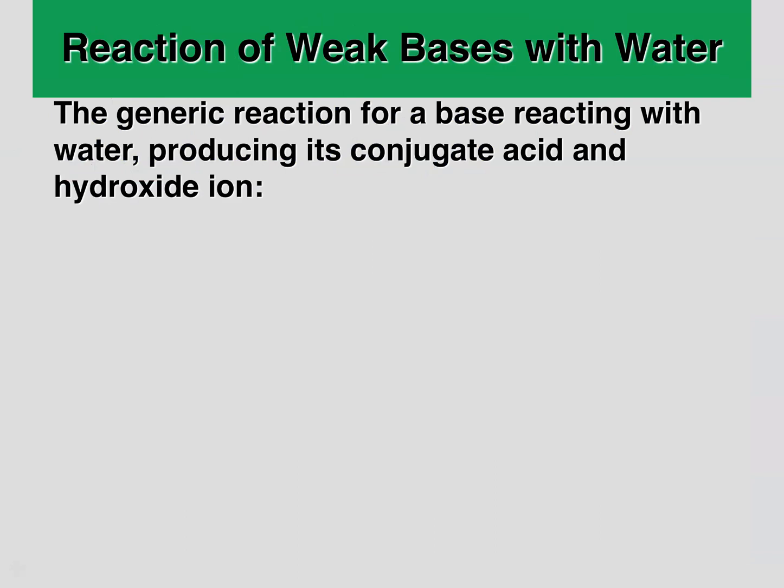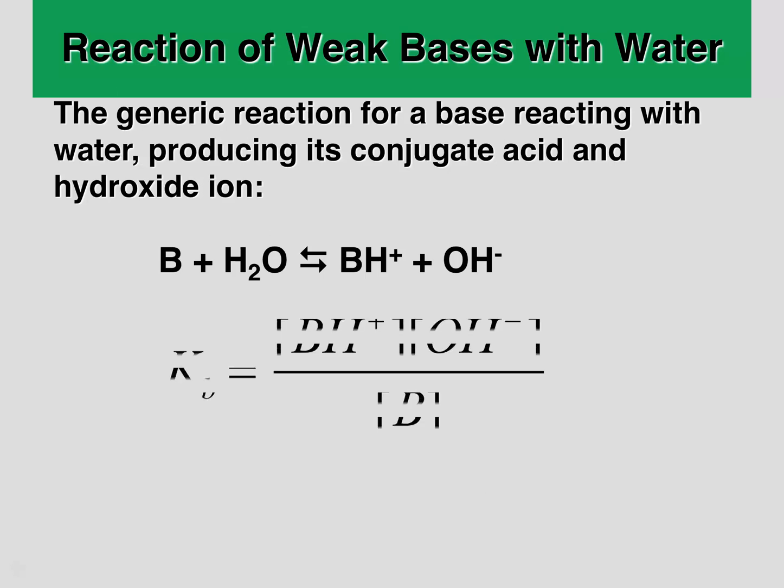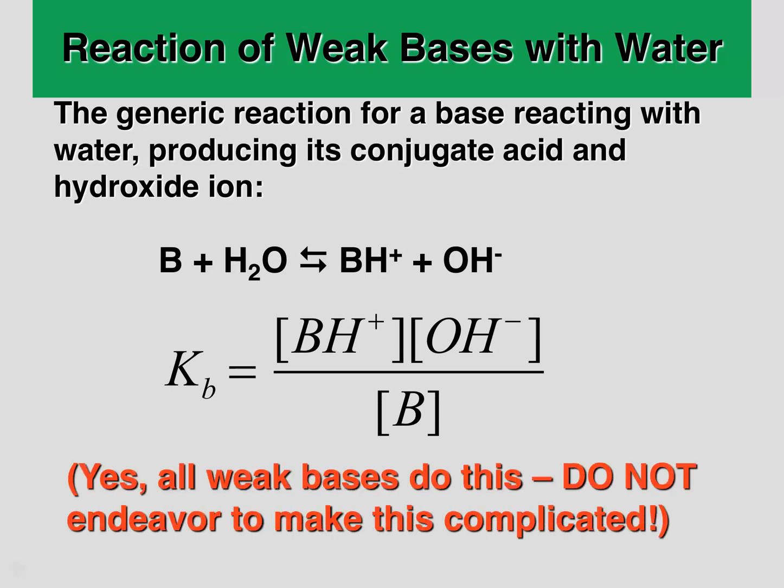All right, so the generic reaction, as we saw for weak acids but here for weak bases, is again a base plus water gives me my conjugate acid and hydroxide, what we just saw. And again, law of mass action, nothing new here. Yes, all weak bases do this. Do not endeavor to make this complicated. It's really this simple. Questions on this?